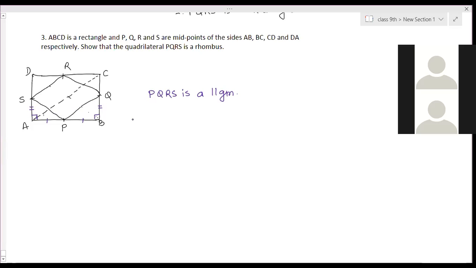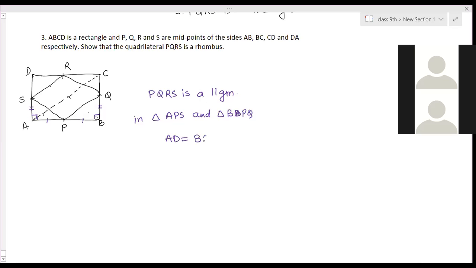Then after that, in triangle APS and triangle BPQ. So before that we have to prove AS and BQ equal.